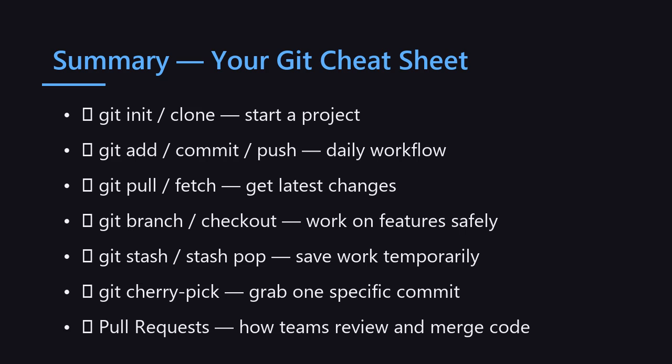Let's recap everything. Git init or clone to start a project. Add, commit, push, that's your daily cycle you'll use 100 times. Pull or fetch to get updates from your team. Branches and checkout to work on features without breaking main. Stash to save work temporarily when you need to switch context. Cherry-pick to grab a specific commit from another branch. And pull requests for team collaboration and code review. That's Git in a nutshell.